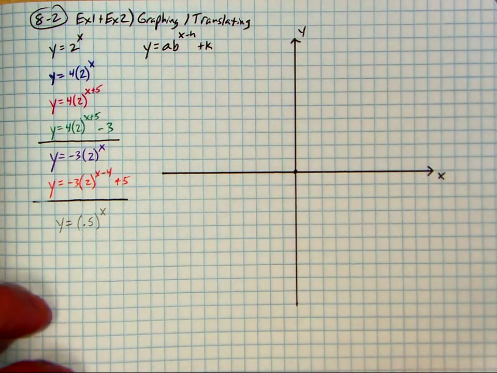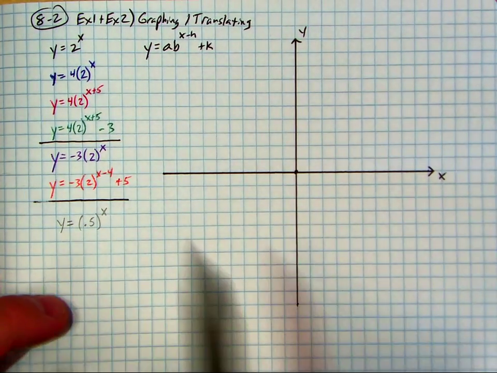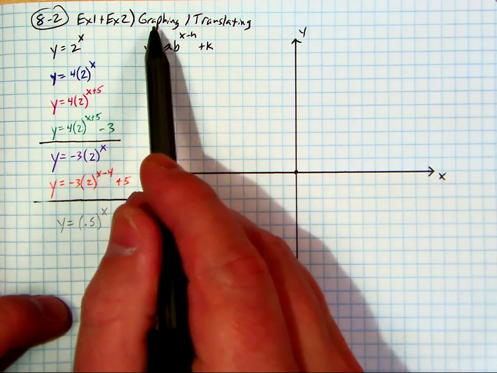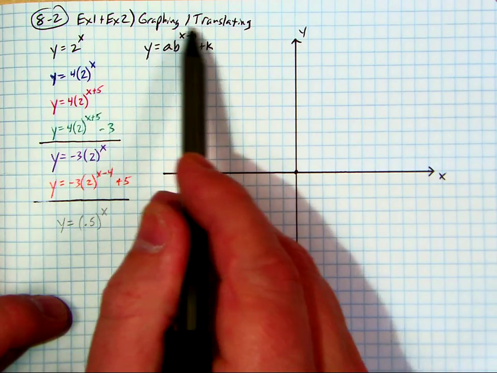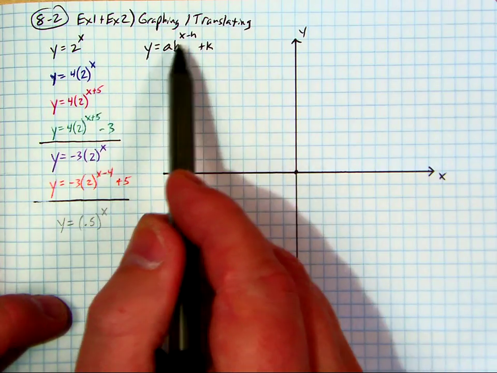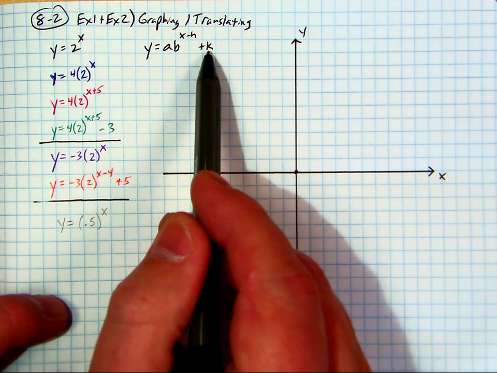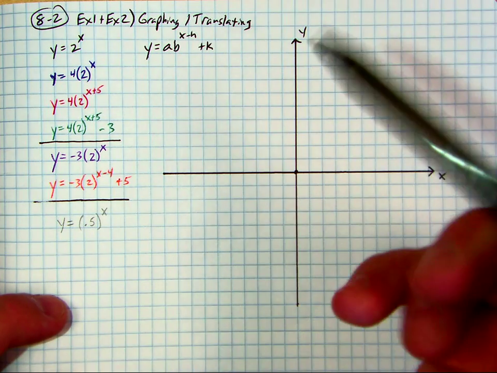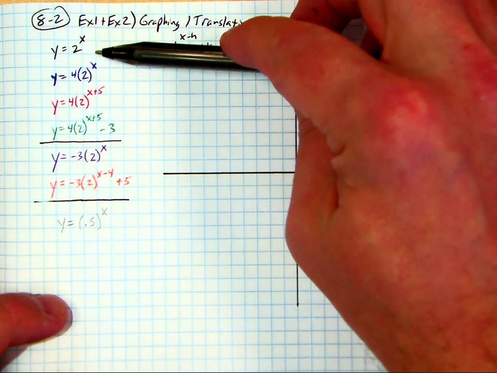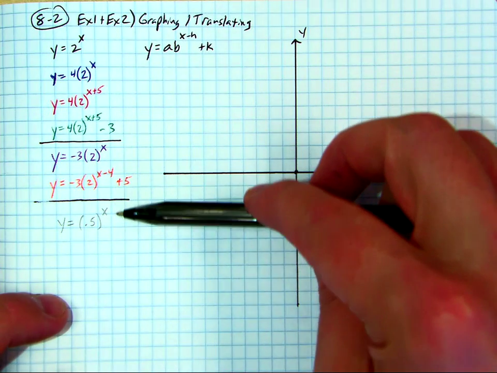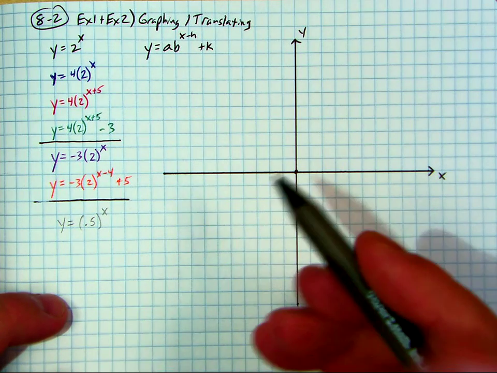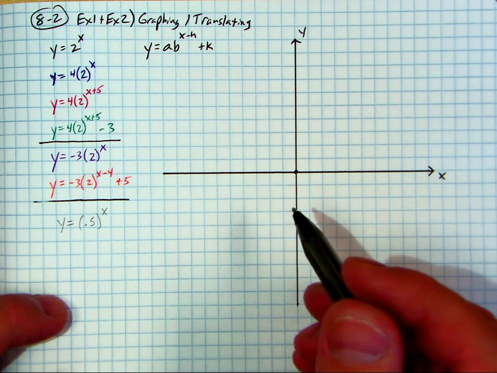Okay, here we go. Lesson 8-2. This is going to be example 1 and 2 together. We're graphing exponential functions and we're doing the translation of them with the a, h, and k coefficients all in the same video. We're going to stair-step through all of these graphs so you can see what happens to the anchor point on each one.